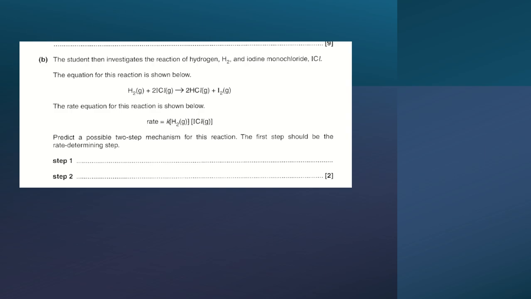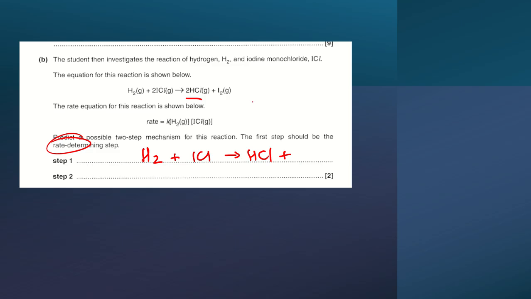Same thing again, guys, just pause the video, have a look at it, see if you can do it yourself. So we've got a two-step mechanism, and the first step it tells me is the rate determining step. So I take my rate equation species, and I react them together, okay? What am I making up above? Well, I've got to make HCl. I can make HCl here, okay? And what have I got left over? I've got one hydrogen left over, and I've got one iodine left over.